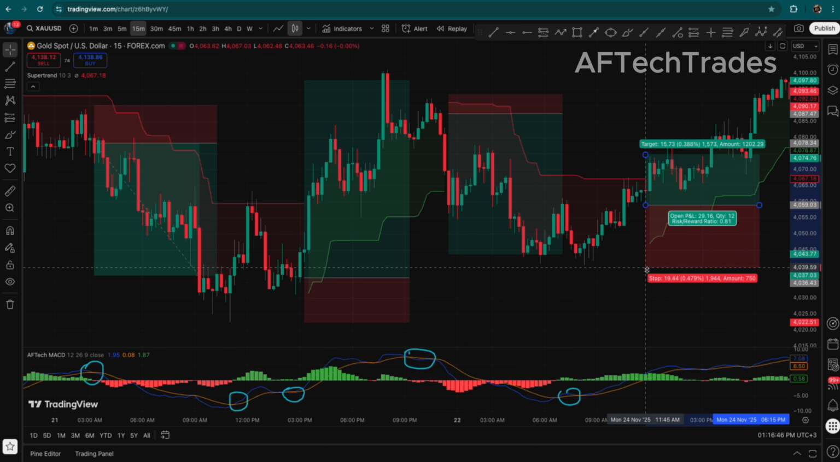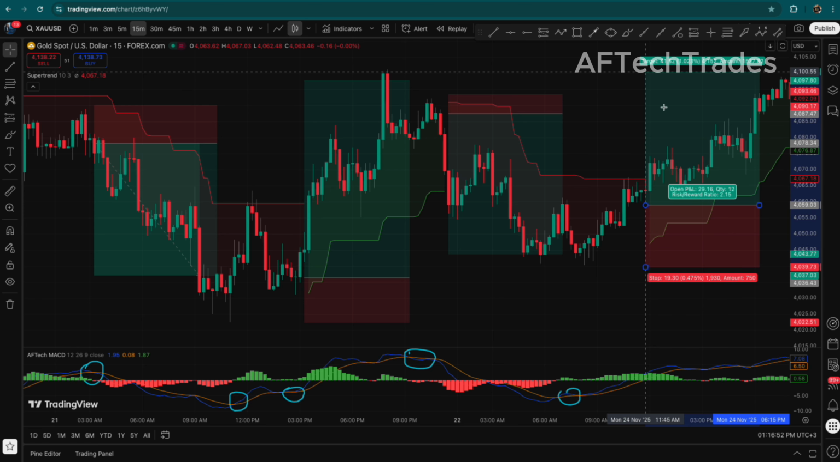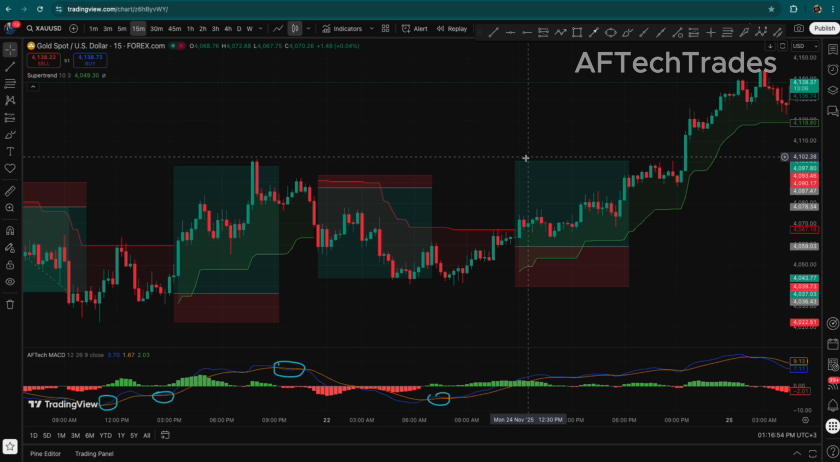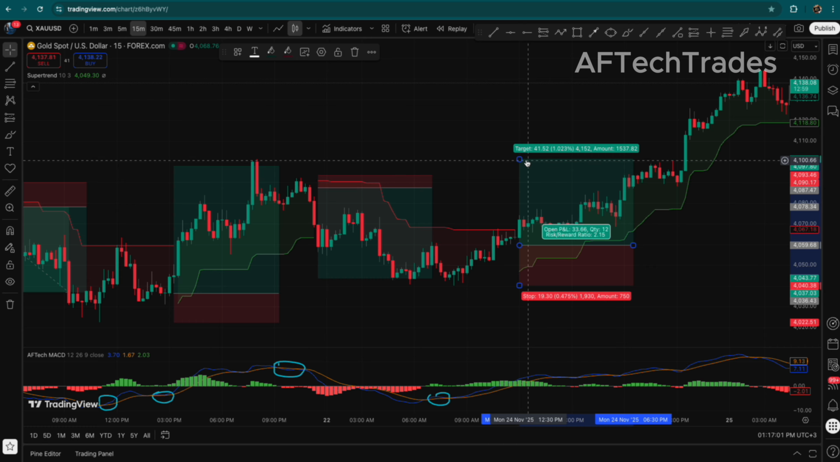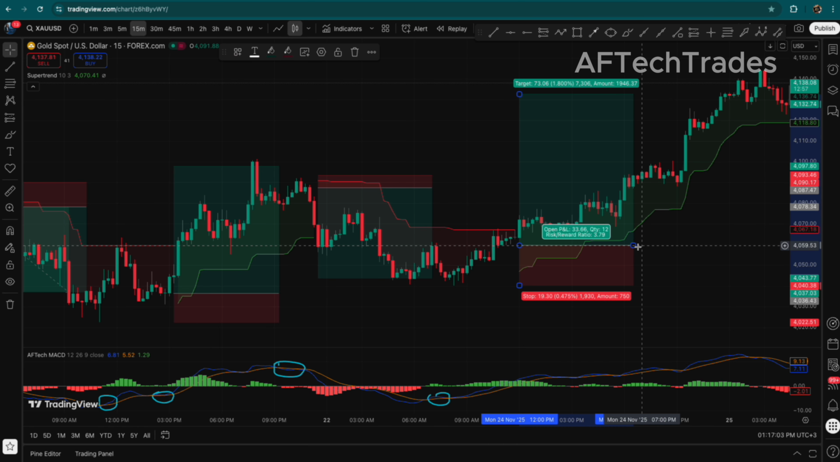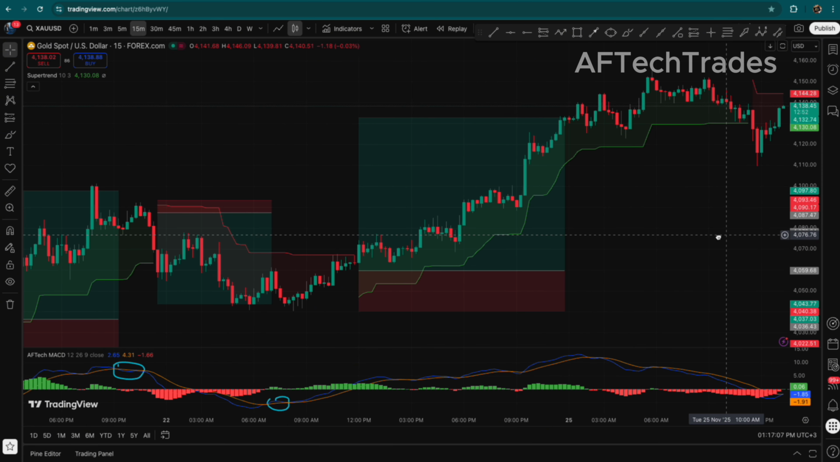Our stop loss must be below this swing low. You have to abide by this rule. Put your stop loss and let's see how the market plays out. You can see how this market plays out. Our stop loss is here and you can see how neatly this market plays out.